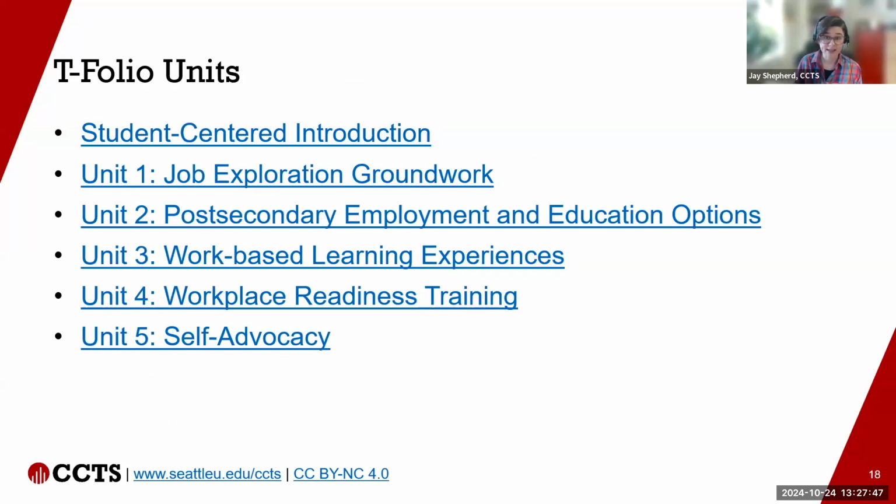It's organized into 6 sections. It starts with a student-centered introduction, and then there are 5 content units: job exploration groundwork, post-secondary employment and education options, work-based learning experiences, workplace readiness training, and self-advocacy. And each unit includes a series of lessons for a total of 36 lessons. And Meg will talk about this, but the units and lessons can be used in sequential order, starting with the introduction and going all the way to self-advocacy, or you can pick and choose the content, and a lot of those lessons will stand alone.